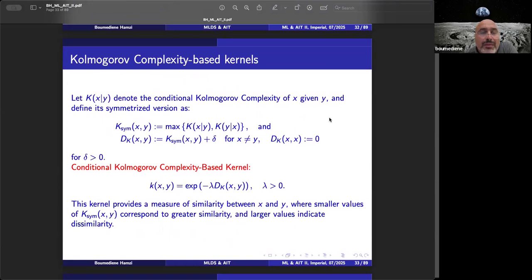In a way, we play the same game that Marcus was talking about, which is symmetrization and trying to also make them positive semi-definite. But as he showed, there are a lot of problems there. You cannot show it for every parameter of the kernel, but you can always manage to get them empirically. This is how they are constructed, in an empirical way. The first one is based on the symmetrized conditional Kolmogorov complexity, where we introduce this conditional Kolmogorov complexity based kernel. This kernel provides a measure of similarity between x and y, where smaller values of k sim xy correspond to greater similarity, and larger values indicate dissimilarity.